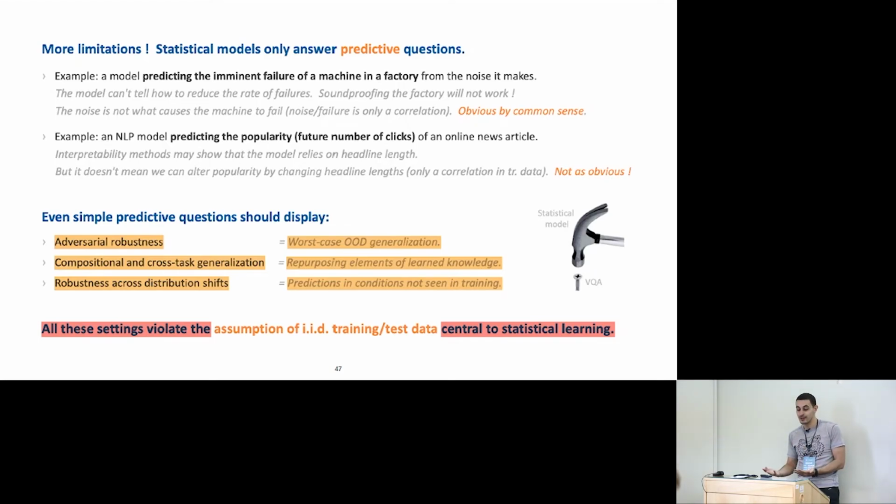And just to put a little bit of a strict condition on why this doesn't work, this is a slide that I haven't prepared. I took it directly from his slides. It's just so good. And I will just read it to you. Even simple predictive questions should display adversarial robustness, compositional and cross-task generalization, robustness across distribution shifts. And all of those settings violate independent and identically distributed training and test data, central to statistical learning.